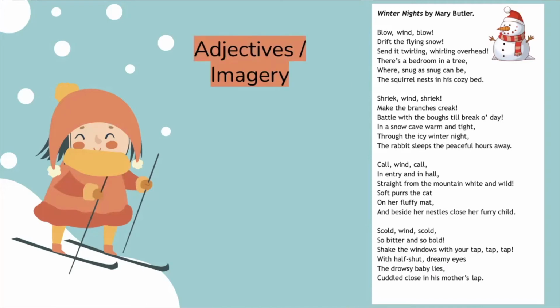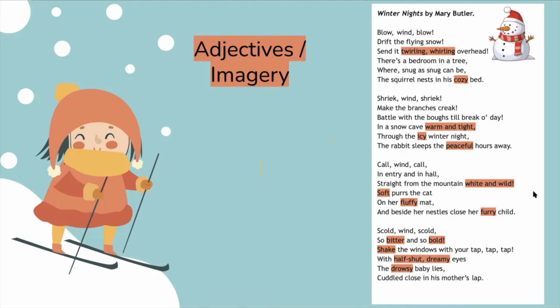Next, we can look at how Mary Butler heavily uses adjectives to describe the characters and setting of her poem. Here, you can see that there are a lot of adjectives within the poem. As a reminder, adjectives are words that add more detail and create the mood for the poem. It also creates the image of the story.